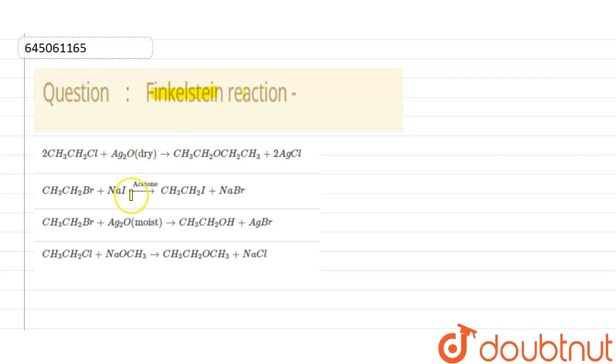Hello students, the question is: Finkelstein reaction is. So these are the reactions given to us. In the first reaction, this alkyl chloride reacts with dry Ag2O and ether formation has occurred. In the next reaction, alkyl bromide reacts with NaI in the presence of acetone and alkyl iodide is formed along with NaBr. In the third reaction, alkyl bromide reacts with moist Ag2O and we can see alcohol is formed here. In the last reaction, alkyl chloride reacts with sodium methoxide to give ether formation.